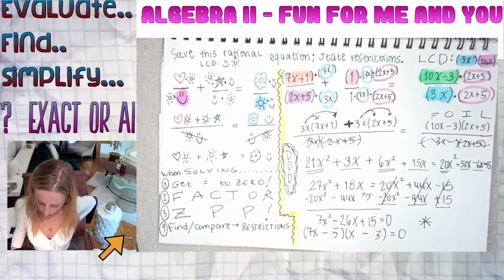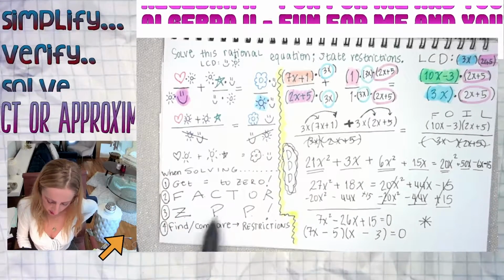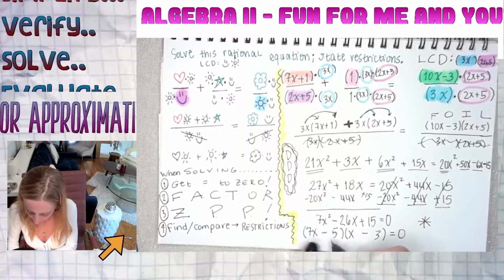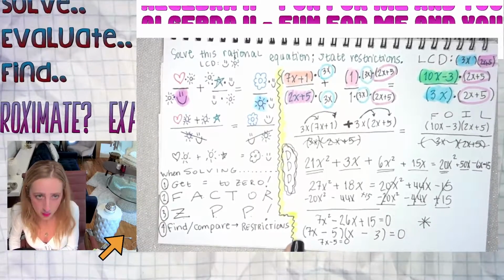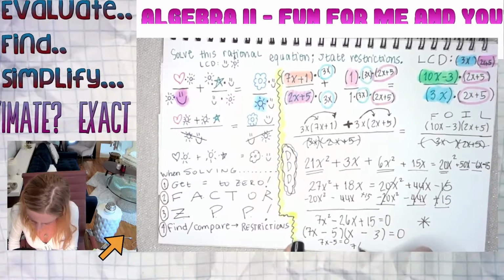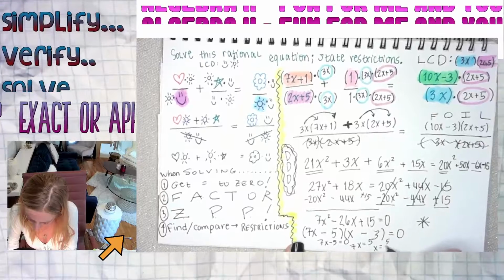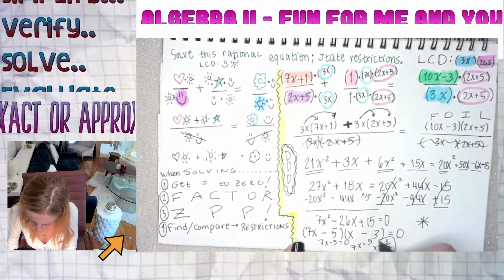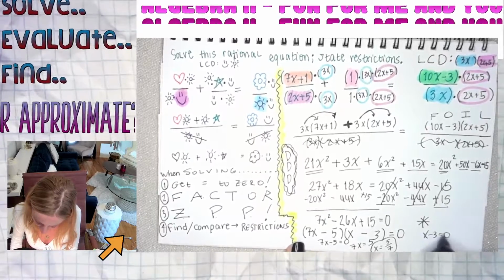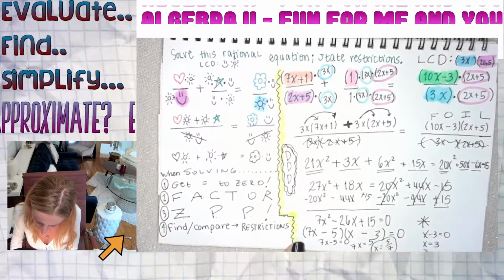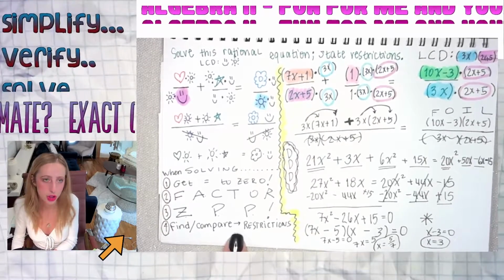I'm good, thank you. Then after you factor, so we said get it equal to 0, factor, and then zero product property. That means you set 7x minus 5 equal to 0 and solve for x. I'm going to add 5 to both sides. 7x is 5. I'm going to divide by 7. x equals 5 over 7. That's one answer. Then the other one, I'm going to set x minus 3 equal to 0. Add 3. I'm going to get x equals 3. That's another answer. We got our answers, but find and compare it with your restrictions.